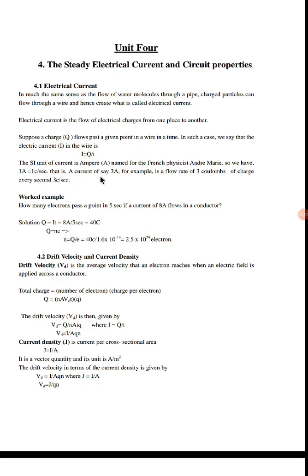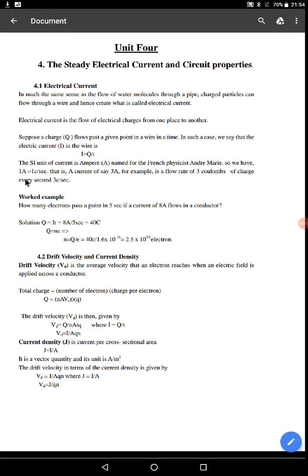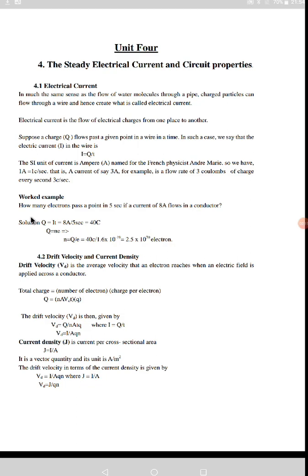A current of, say, 3 amperes, for example, is a flow rate of 3 coulombs of charge every second. In short, 3 coulombs per second is 3 amperes. Now a worked example: how many electrons pass a point in 5 seconds if a current of 8 amperes flows in a conductor?